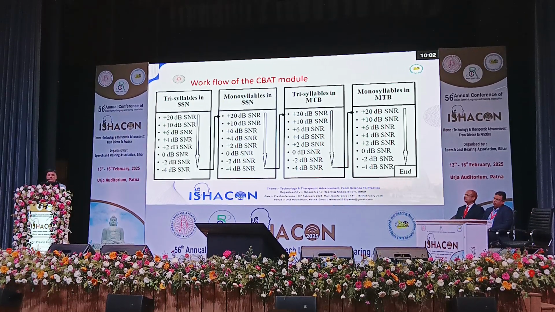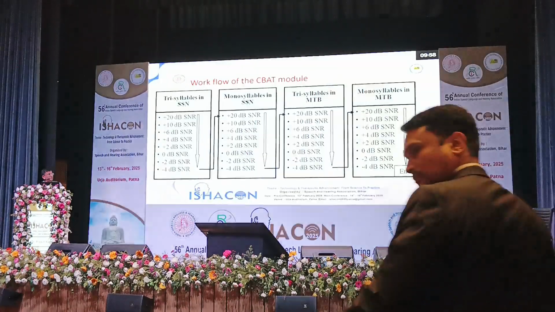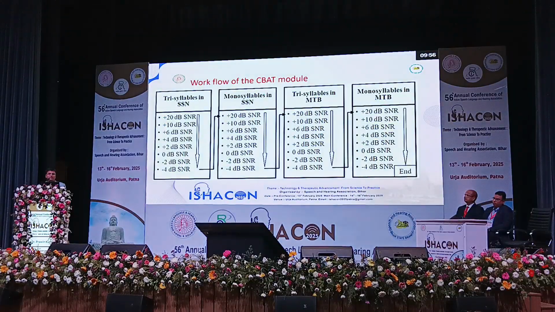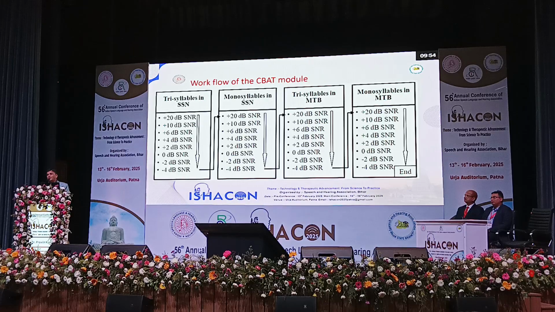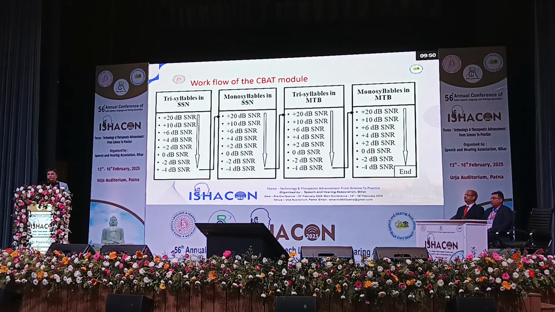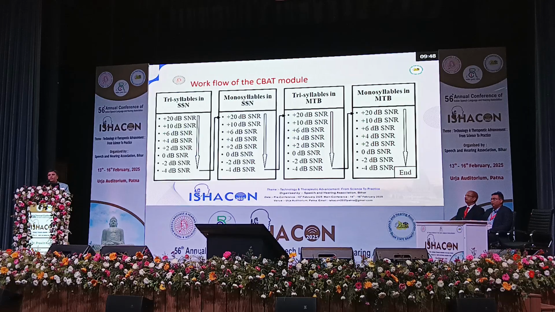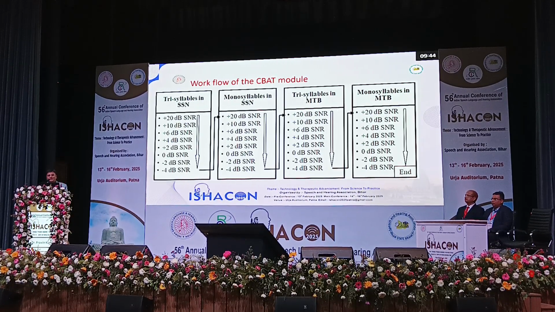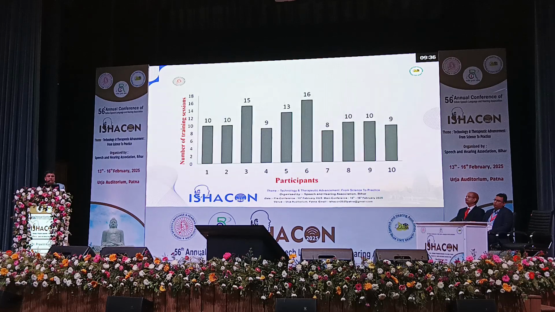One was the trisyllabic words, the other was the monosyllabic words, and there were two different kinds of noise. One was speech-shaped noise, and the other was multi-talker babble. You know that multi-talker babble is the most difficult situation, and between trisyllabic and monosyllabic, the trisyllabic is the most difficult. So this is how the sequence of the training goes: initially the easiest one, and moving towards the most difficult one.